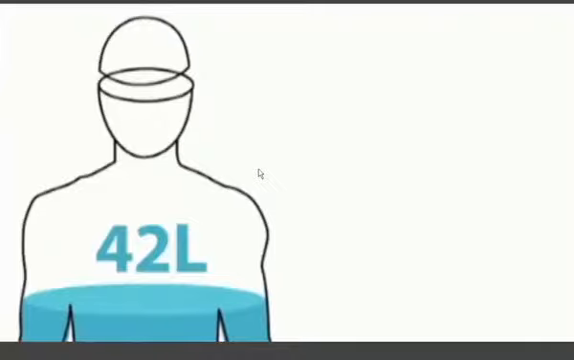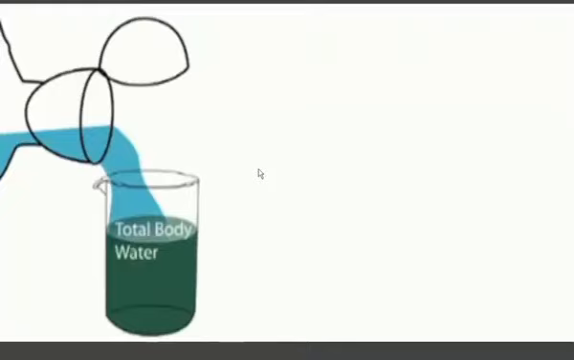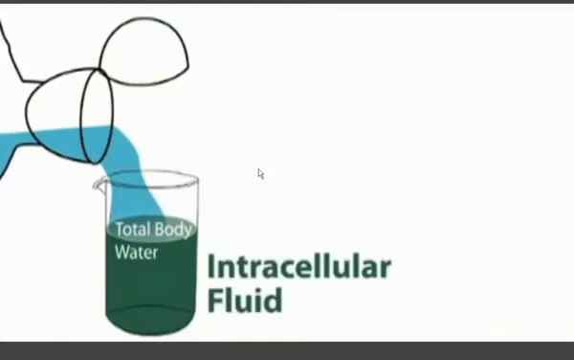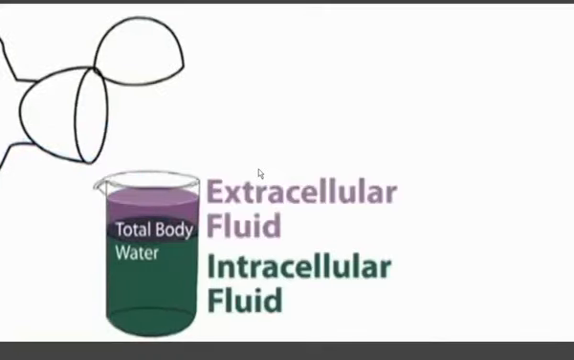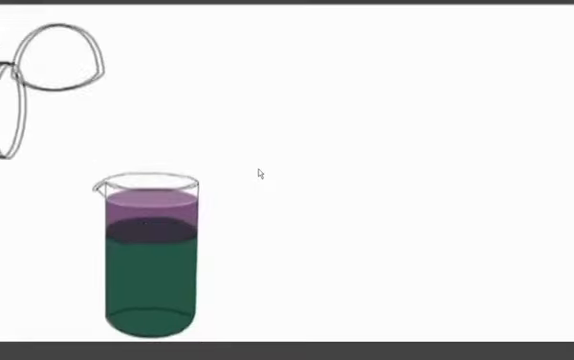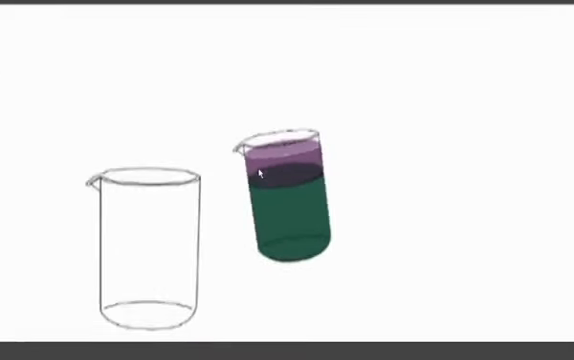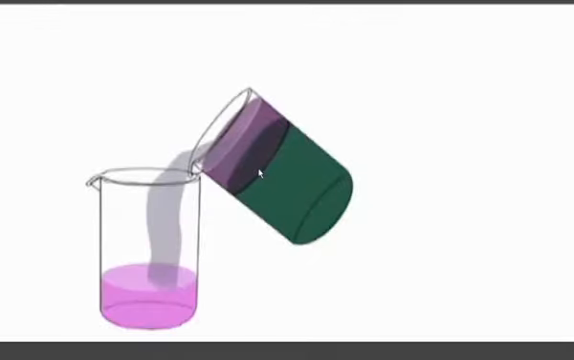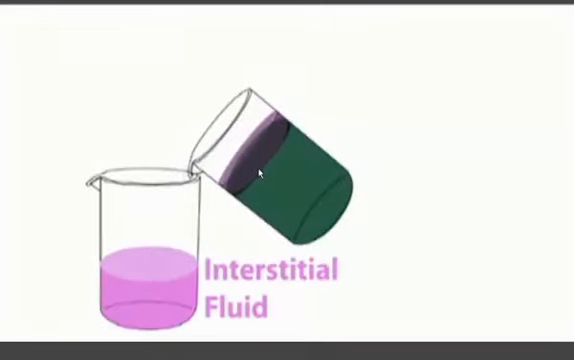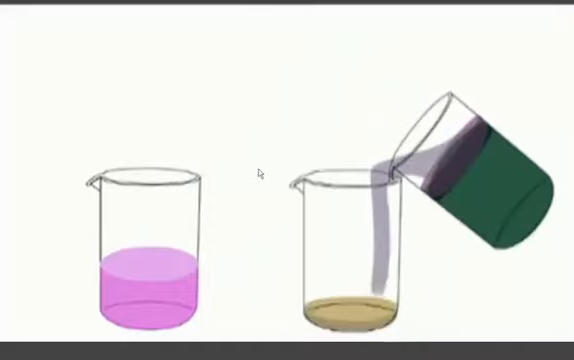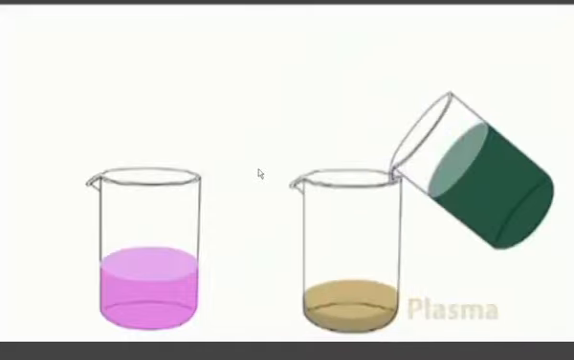So 60% of the human body is water, and that's 42 liters of water. If you were to take that 42 liters of total body water and pour it into a separate container, the first 2/3, or 28 liters, would be intracellular fluid, or the fluid inside the cells. The remaining 1/3 of total body water, or 14 liters, would be extracellular fluid, fluid outside the cells, including interstitial fluid and plasma. You could then pour the 14 liters of extracellular fluid into 2 separate containers, the first being the 10 liters of interstitial fluid, and the last would be 4 liters of plasma.